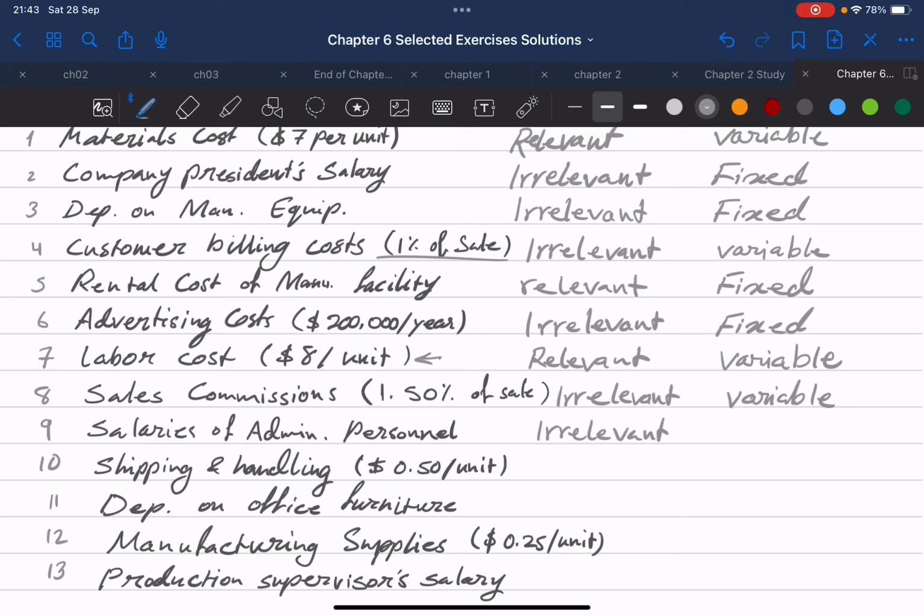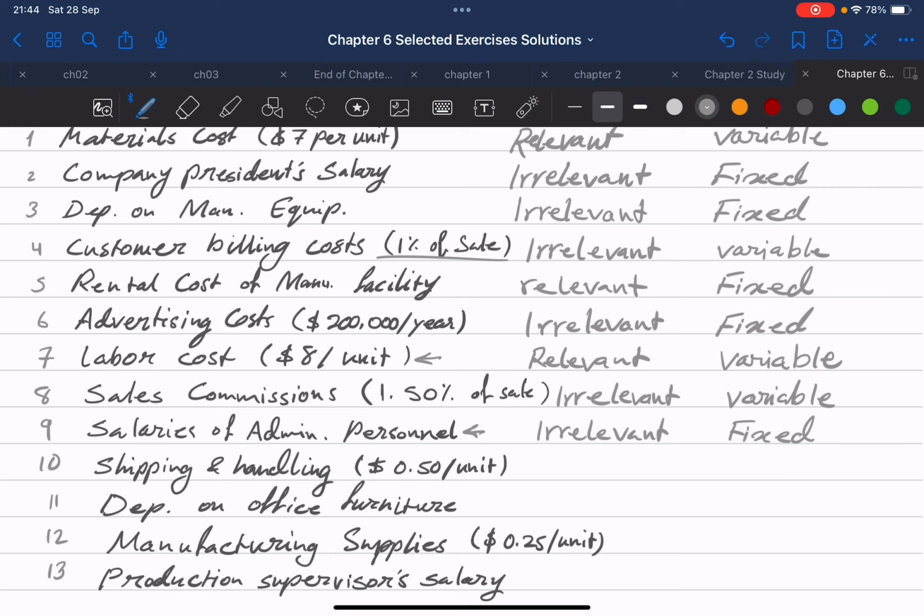Is it a variable cost or a fixed cost? It is a fixed cost. Why? Because let's say the salaries of administrative personnel add up to, let's say, $100,000 per month or per year or whatever. If they produce 100 units or produce 10,000 units, these people are still going to be paid the same amount. That cost is not going to change or correlate directly to the level of production.